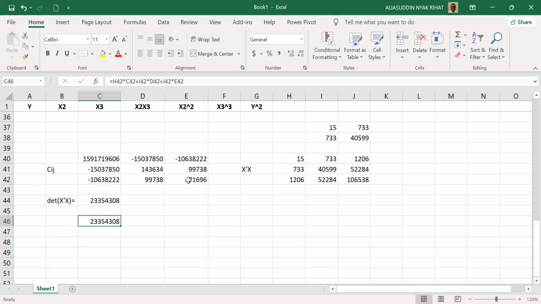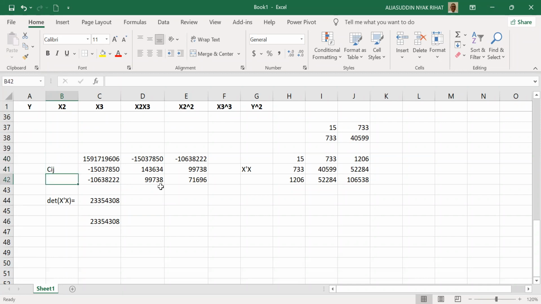Next step is to transpose this Cij to become Cji because it is a symmetry matrix. It is a special case, because Cij is equal to Cji. So we do not need to transpose this one.